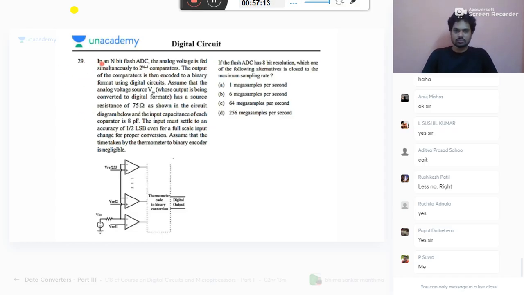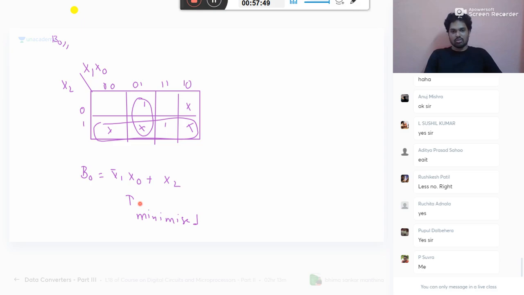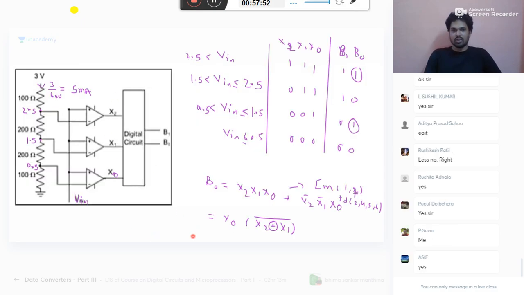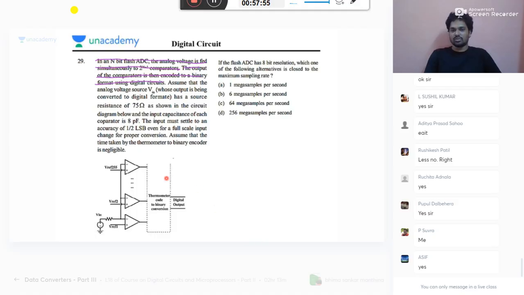So listen. In a n-bit flash type ADC, analog voltage is fed simultaneously to 2 power n minus 1 comparators. Stop here. Why should he tell us? We know this now. In any n-bit flash type ADC, input is simultaneously applied to 2 power n minus 1 comparators. You know that point. Why is he saying that? So two lines are gone. The output of the comparators is then encoded into binary format using digital circuit. This also, we have done now. Output of comparators are converted into digital format. So there is a lot of story which is not required in the question.